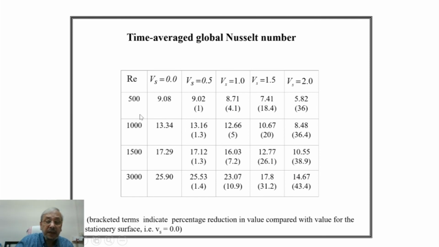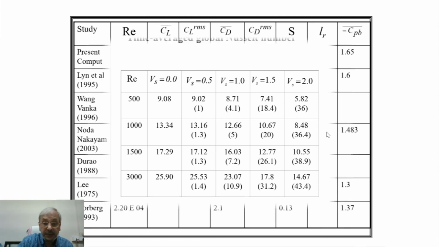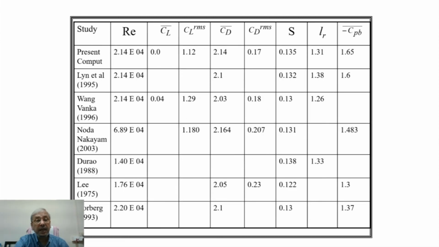Then for different Reynolds numbers and different plate velocities, this is the moving plate I mentioned. These are the Nusselt number distributions we obtained, and some were compared with the experiments too. This is a study where we compared the time averaged lift coefficient, drag coefficient, RMS lift coefficient, RMS drag coefficient, Strouhal number, and reattachment length for flow past a square cylinder, LES computation.